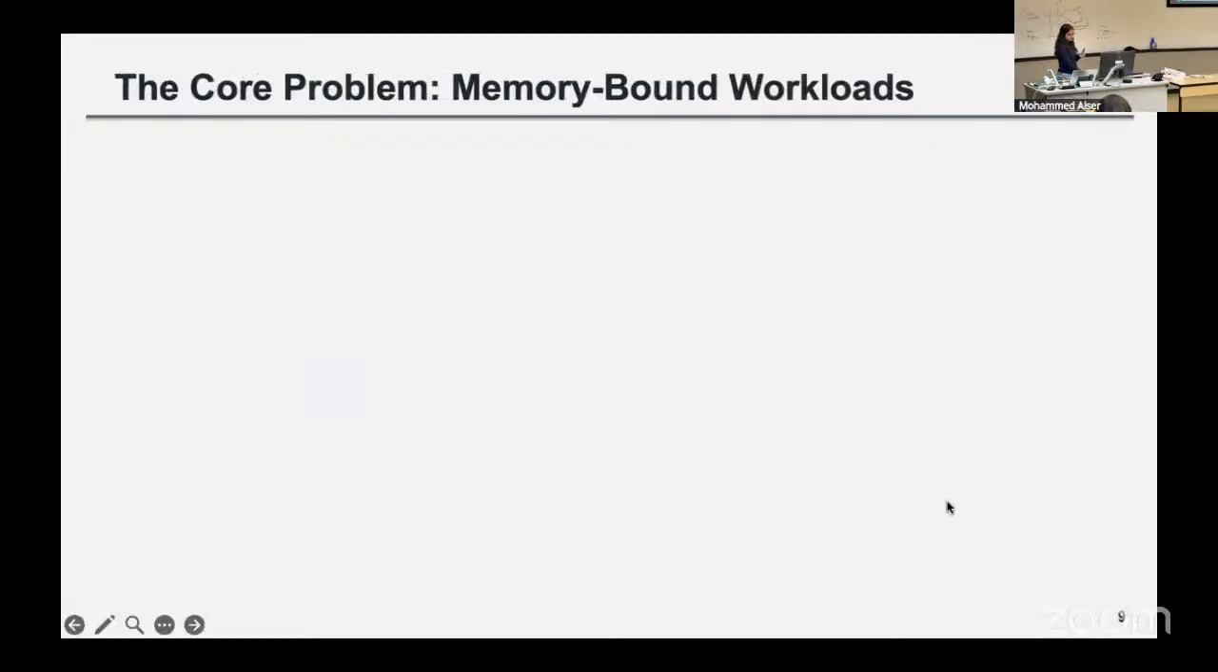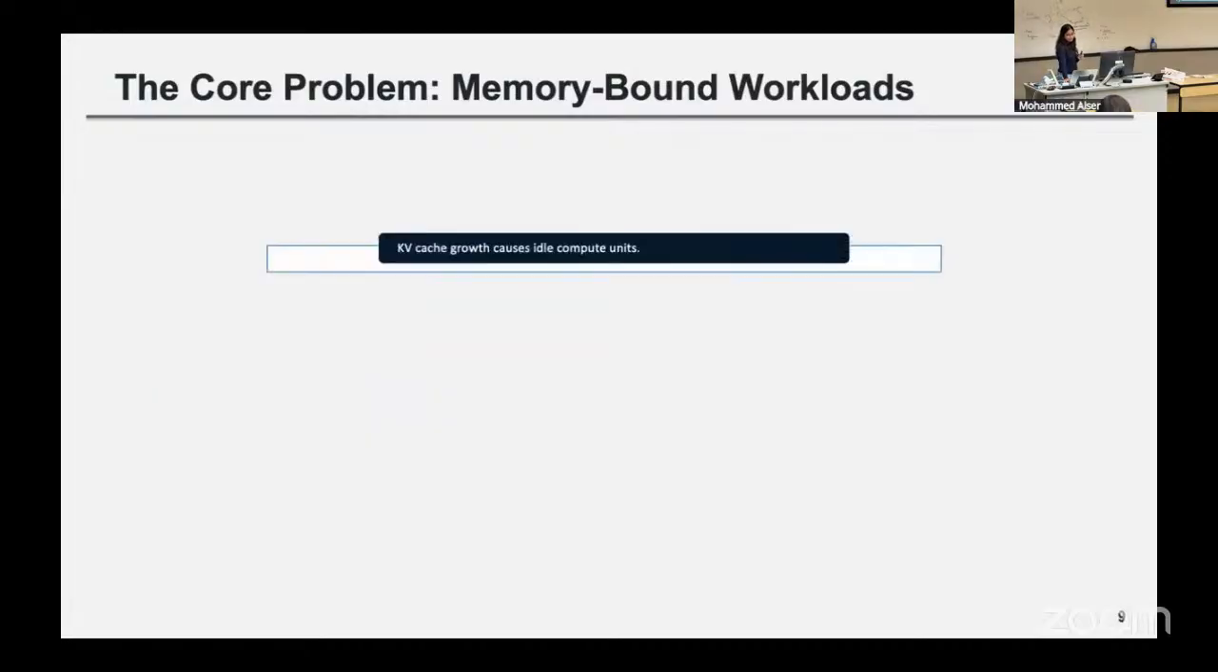So let's see what the core problem is and why it is memory bound. The KV cache growth causes idle compute units, which means that the GPU still has plenty of computation power, but because it does not have memory to store the new tokens, it does not compute any new requests.